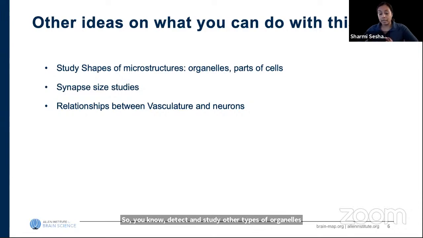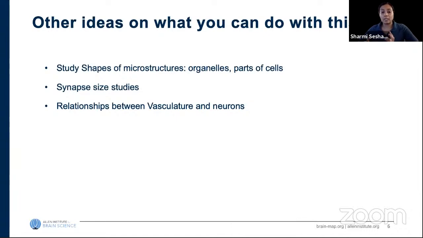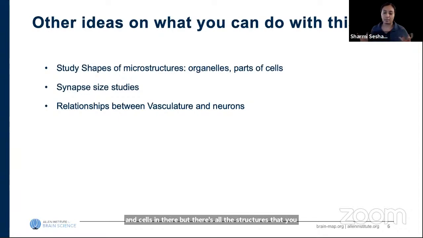The synapse database that's released has a lot of information about the automatically detected synapses and can provide for lots of different types of analysis. Finally, I'd like to also mention, as Forrest did, that it's not just neurons and cells in there, but all the structures that you see. For example, vasculature. If you're interested in studying vasculature or its relationships with neurons, there are definitely lots of possibilities with this type of data.